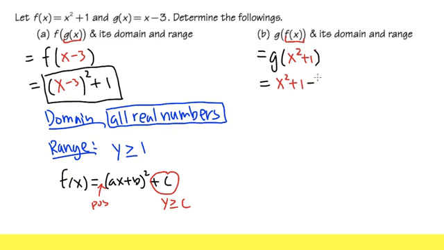So let me just put that down. In the end, you will see that here we have just x squared. 1 minus 3 is negative 2. And with that, we are done.